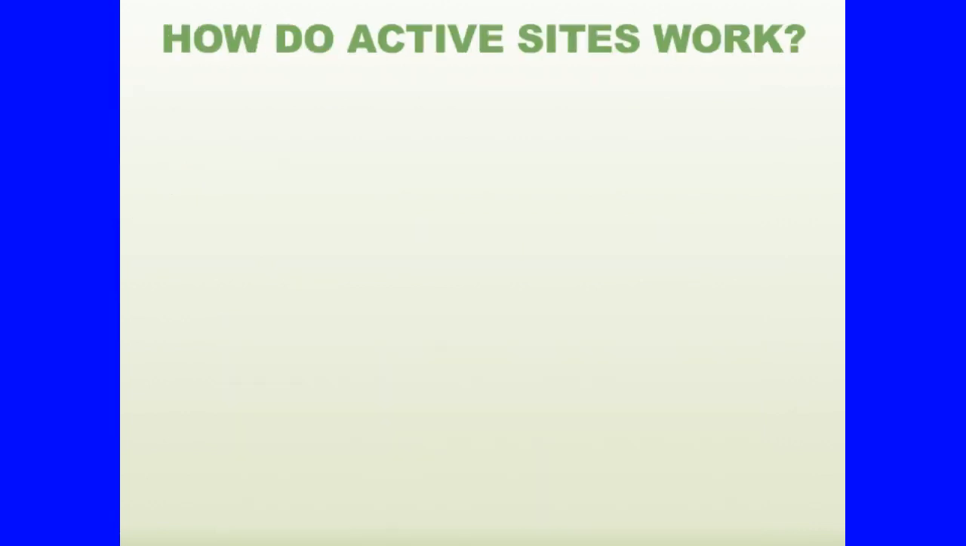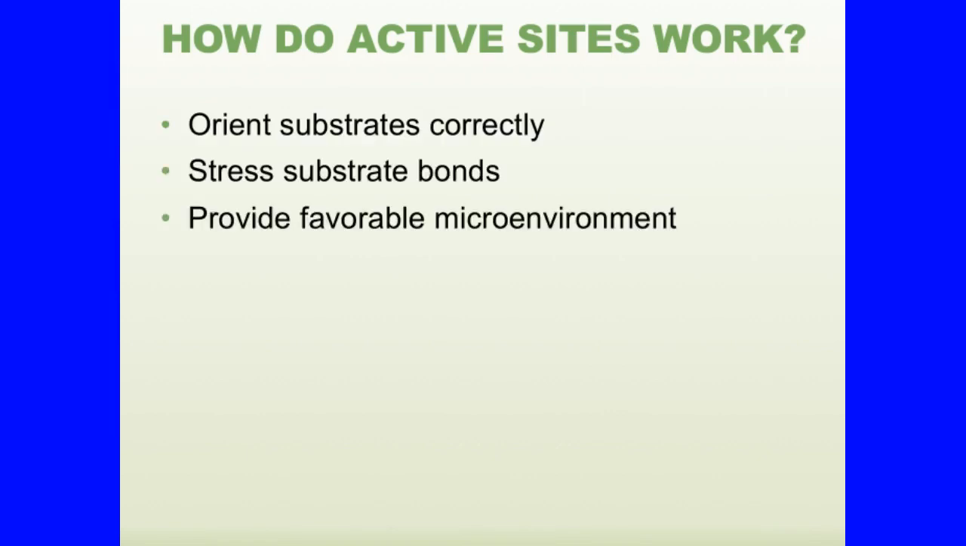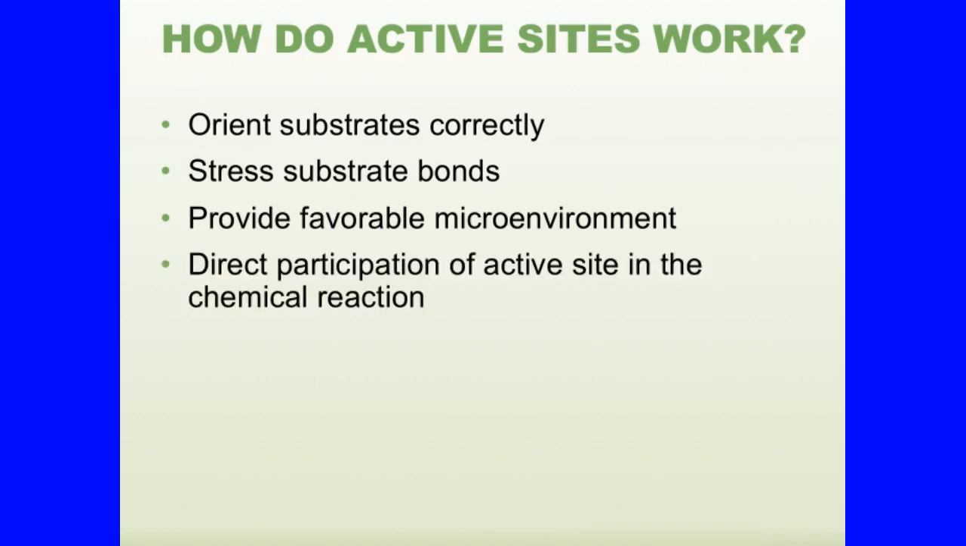So how do active sites work? At that point where the substrate is attaching to the enzyme, they orient the substrates correctly. They stress the substrate bonds. It provides a favorable microenvironment for that substrate and enzyme, and it's going to direct the participation of the active site in the chemical reaction. Substrates are converted to products at this active site, and then at the end of the whole chemical reaction, the products are finally released.